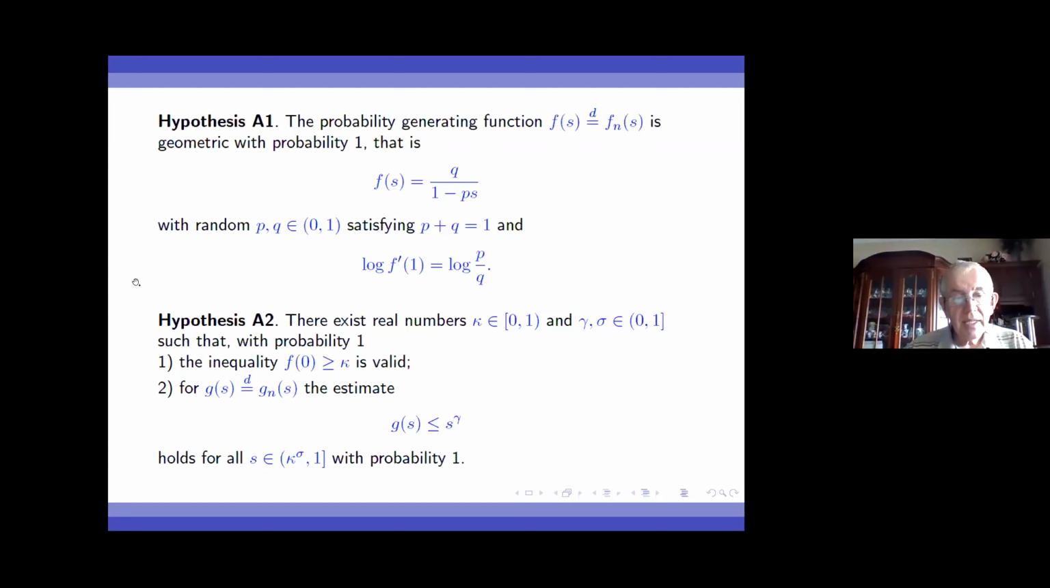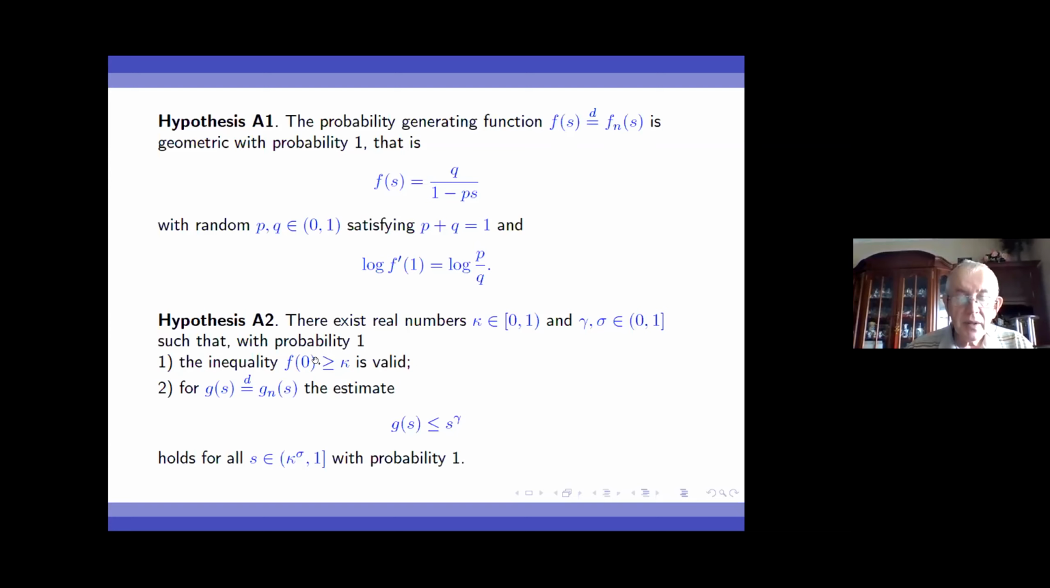And also there is a hypothesis which I would like to clarify a little bit. So first of all, there should exist some constant kappa such that f of 0 is more than kappa with probability 1.